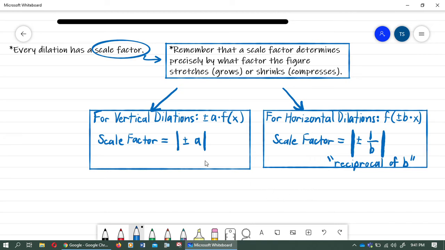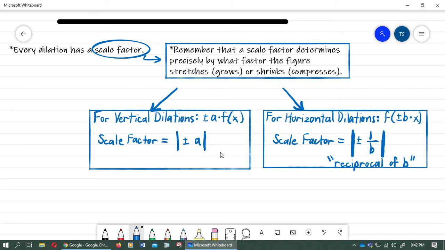Okay, so guys, for vertical dilations, whether it's a stretch or a shrink, the scale factor is going to be pretty much straightforward. The scale factor is going to be whatever number is being multiplied on the outside. Where you see the A here, the A that's being multiplied on the outside of this form, whether that A is positive or negative, the scale factor is going to be the absolute value of that number.